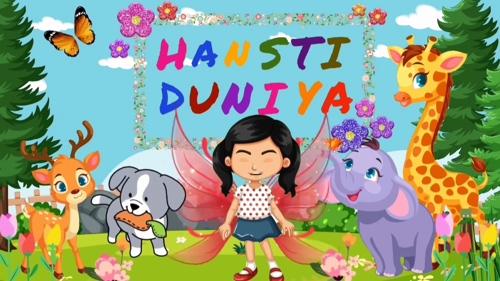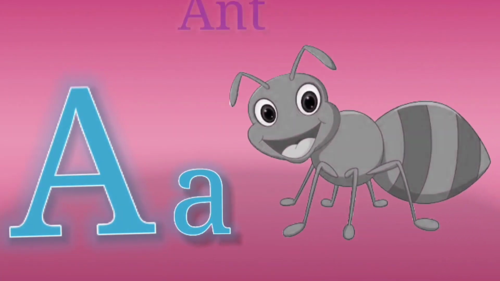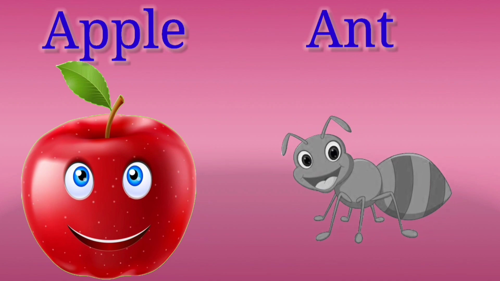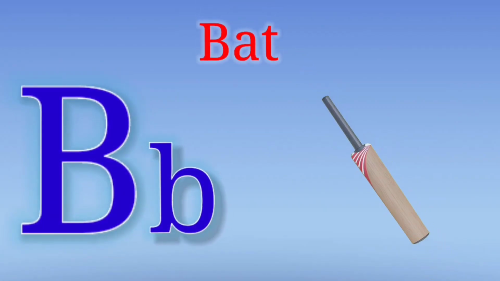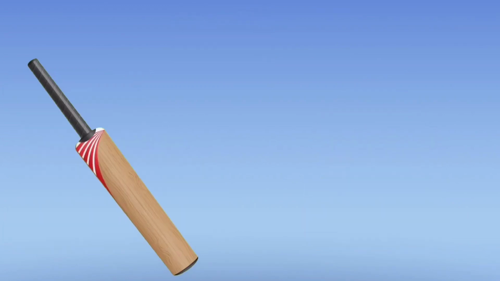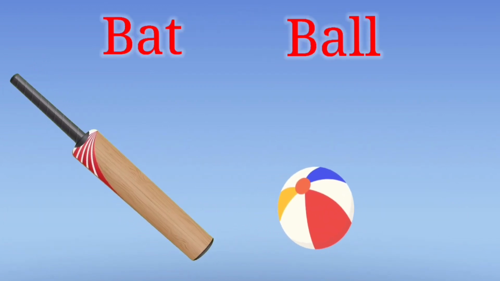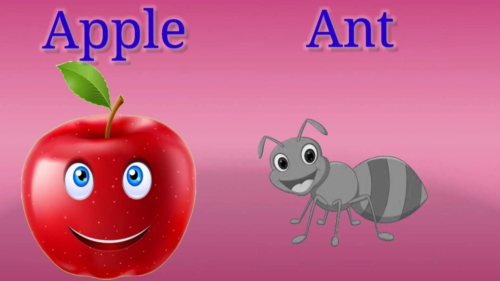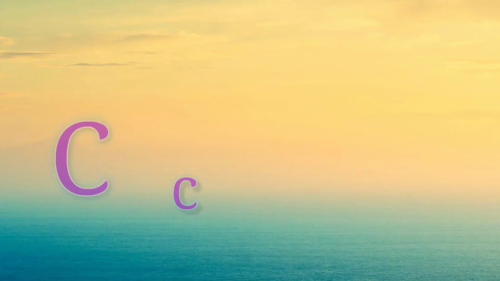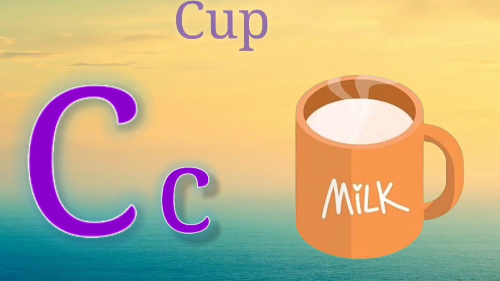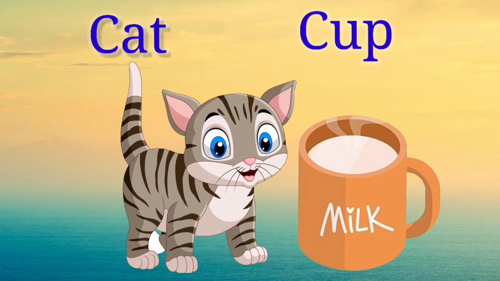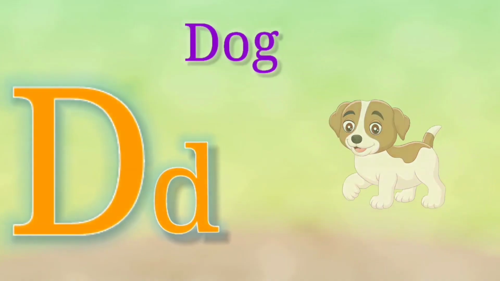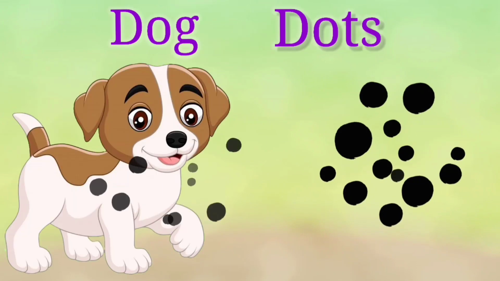A for apple, A for ant, B for bat, B for ball, ba-ba-ba. C for cat and C for cup, k-k-k. D for dog, D for dots, d-d-d.